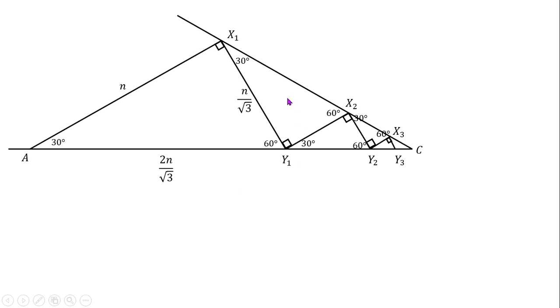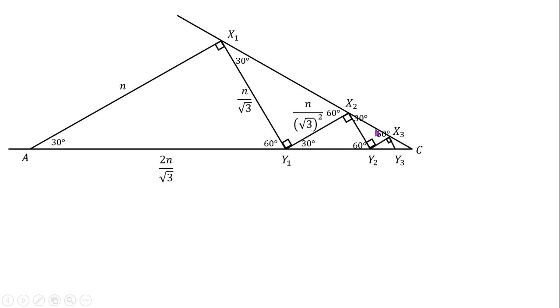Now focus on this triangle. Side x sub 1, y sub 1 is adjacent to the 30-degree angle, right? So to find the side that's opposite this 30-degree angle, we need to multiply this one by 1 over the square root of 3, or equivalently divide this one by the square root of 3. So we have this, right? I'll not be simplifying this because this will be helpful in identifying patterns later on.